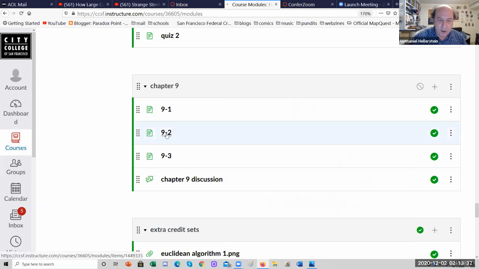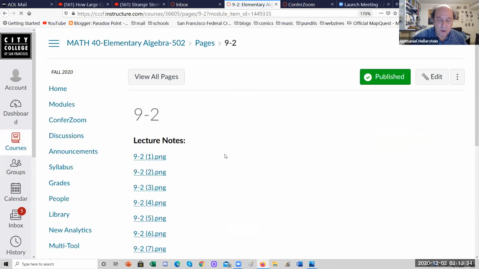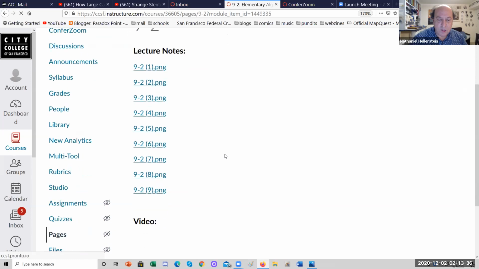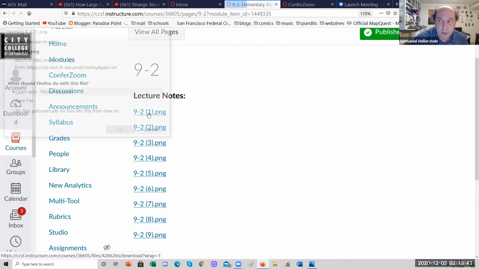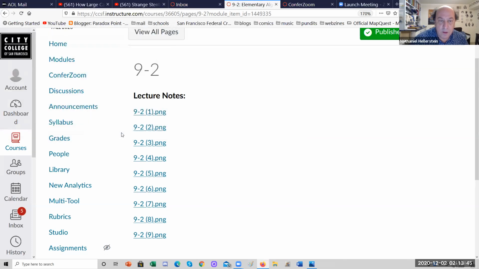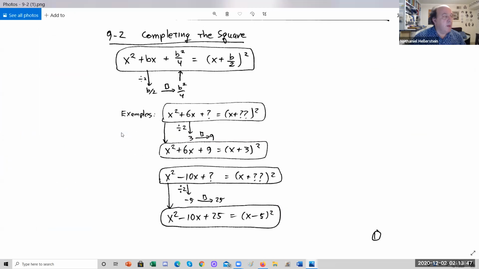All right, look how close we are to the end. This is section 9, and it's about completing the square. So let's begin this. Completing a square helps in the solution of quadratic equations.